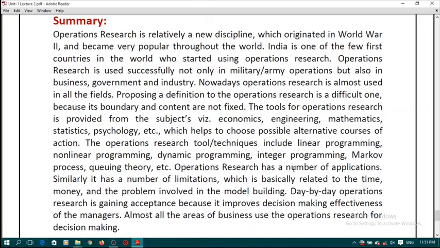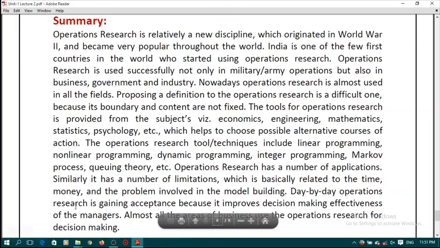Operation research has a number of applications. Similarly, it has a number of limitations, which are basically related to the time, money, and the problems involved in the model building. Model building is a very critical task when we are talking about different OR methods.